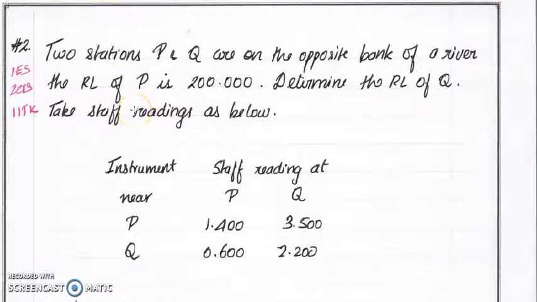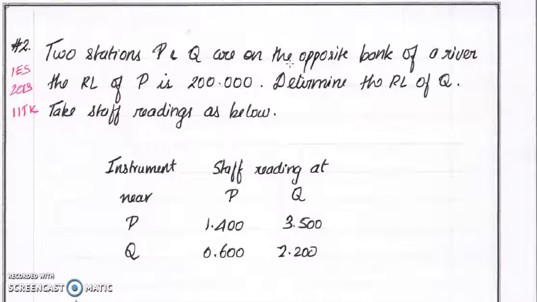This question was asked in IES 2013, as well as in the GATE examination by IIT Kharagpur. Two stations P and Q are on the opposite banks of a river. The RL of P is 200 meter. Determine the RL of Q.